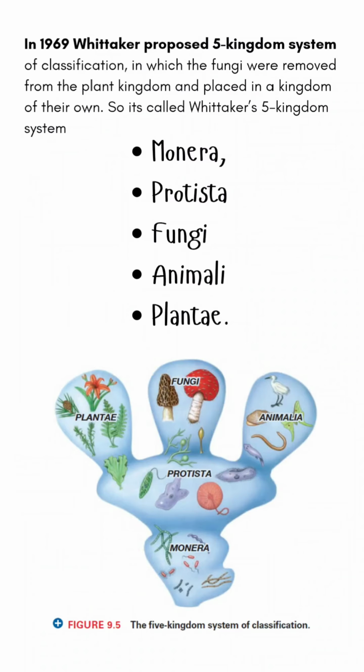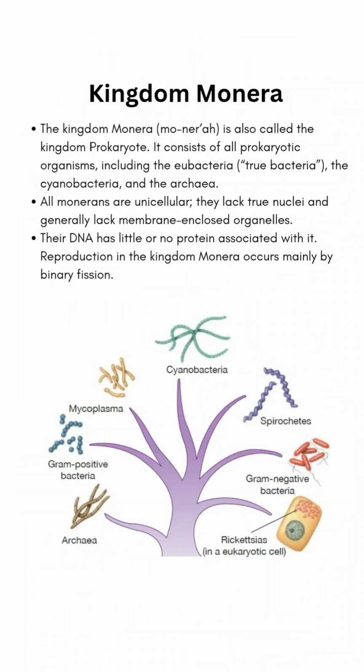Finally, in 1969, the scientist Whittaker proposed the five kingdom classification. Those five kingdoms are Monera, Protista, Fungi, Animalia and Plantae. Now we are going to see each kingdom. So, the first kingdom is Monera.